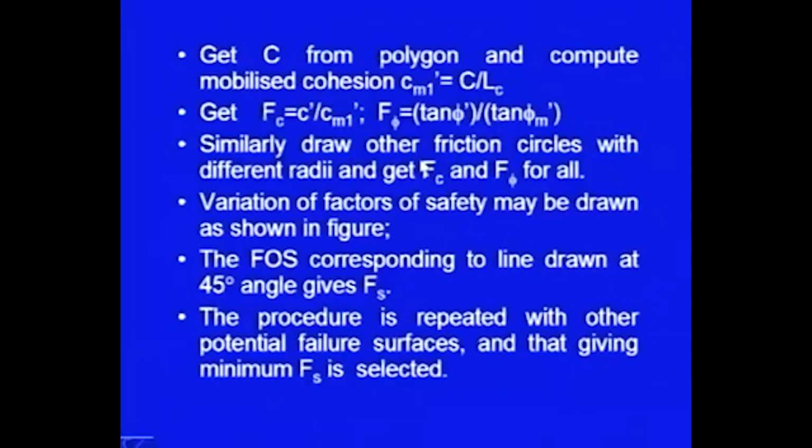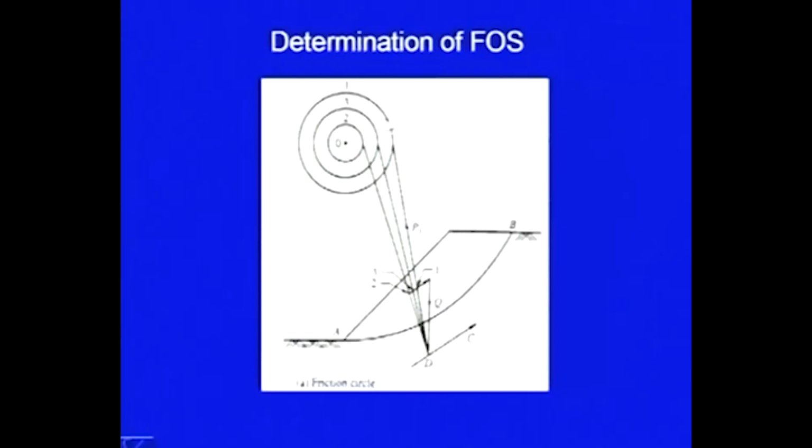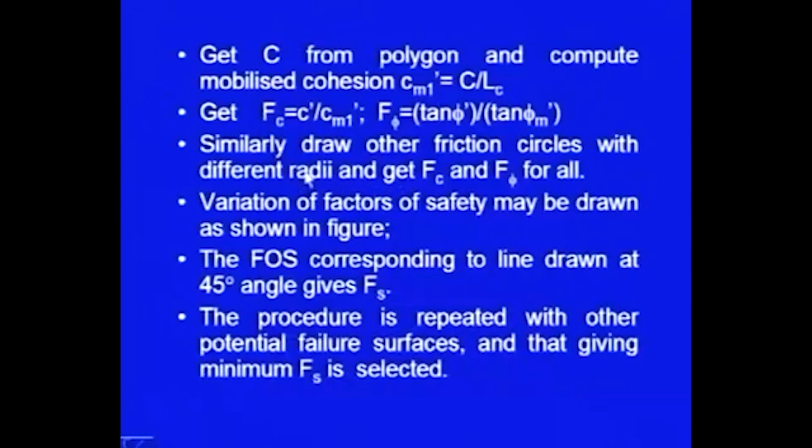Similarly, draw other friction circles with different radii and get F c and F phi for all of them. So, here we started with the first one. After drawing the first one, the procedure is very simple. This is the next circle we have drawn. Again from D we draw a tangent, get this point, complete this polygon, and then get C and so on. So, several circles are drawn around this point O, and for all of them we get F c and F phi.